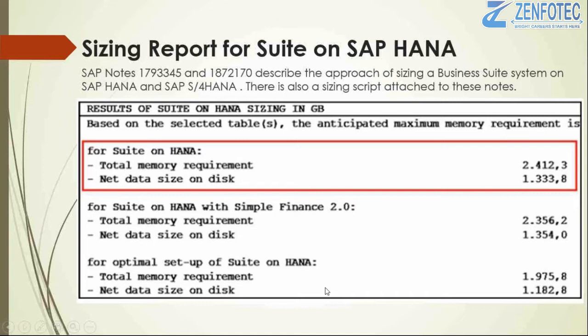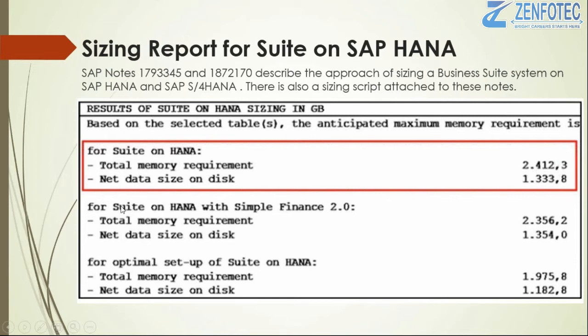If you see here, for Suite on HANA, the total memory required is 2.4 TB. It is shown in GB; if you calculate, it comes to TB. So almost 2.5 TB is required. And the disk? There is 1.3 TB of disk data in the system. So this much RAM you require for your HANA database, for the migration projects. This is the main one.